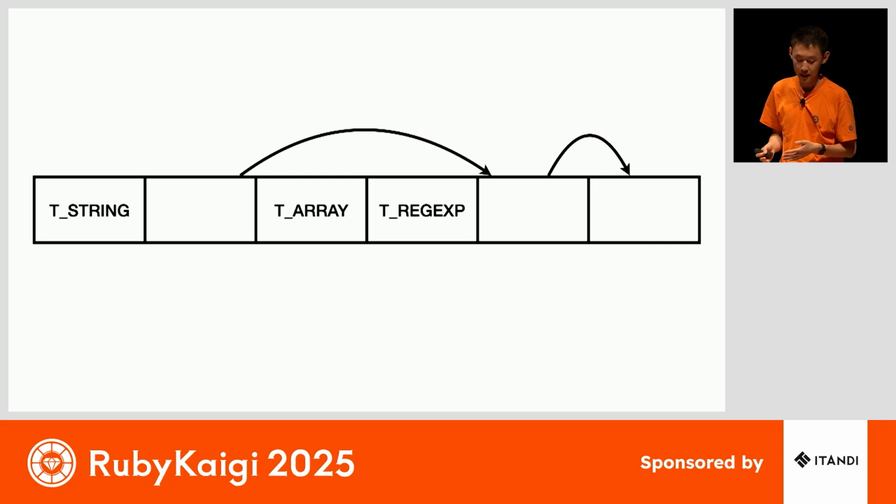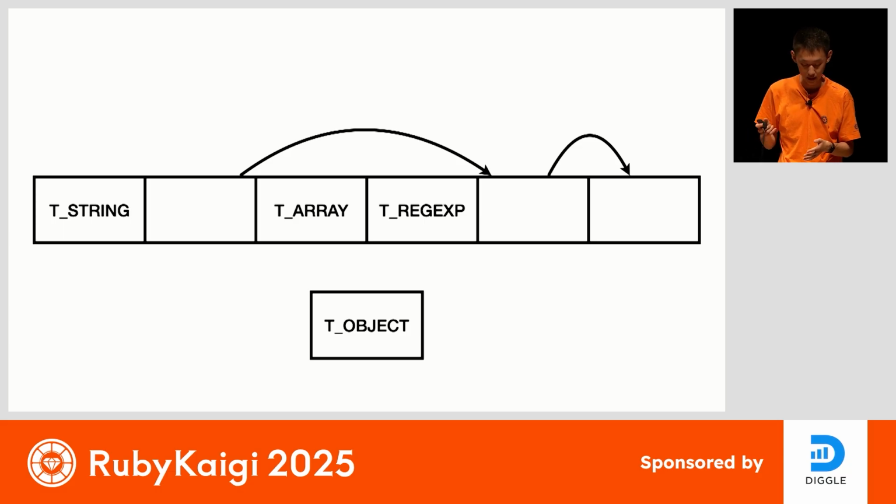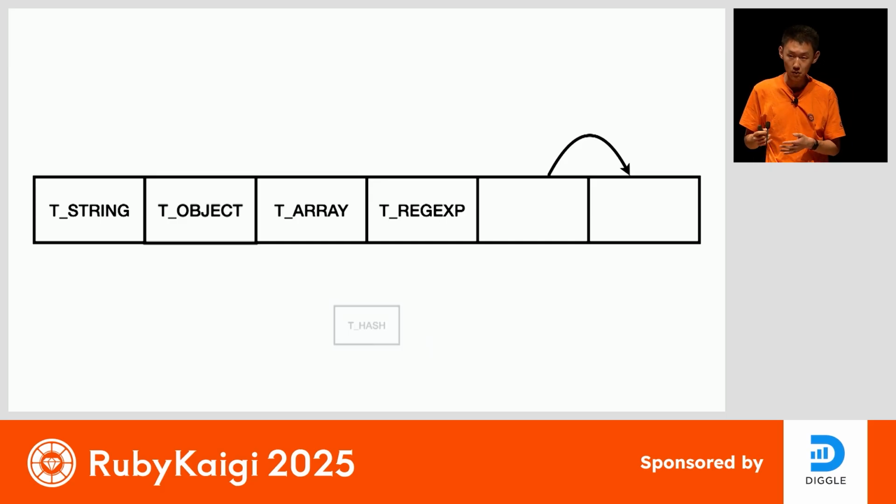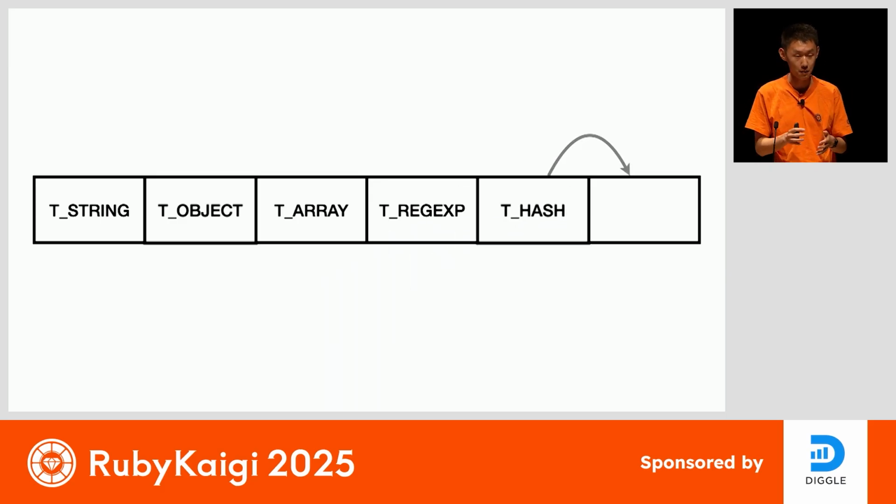For the free list allocator, we build a linked list of slots just like this. And then when we need to allocate an object, it allocates into the head of the free list, and we move the free list to the next element. And then we can repeat this until all of the slots have been filled up.